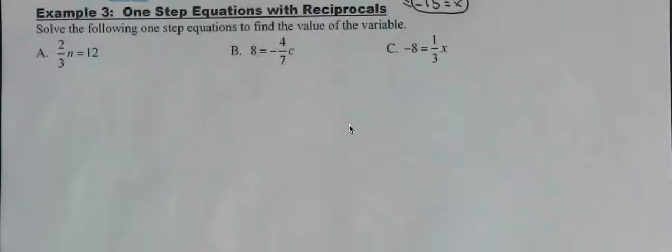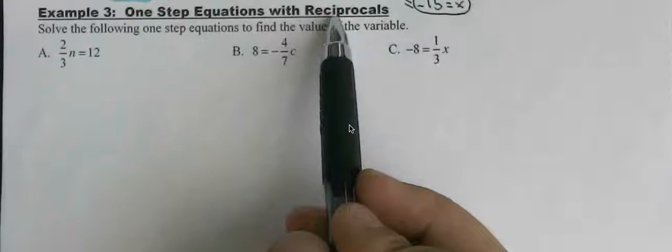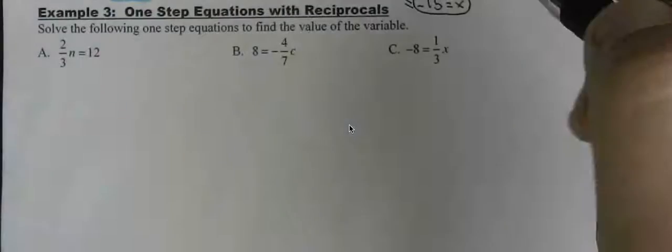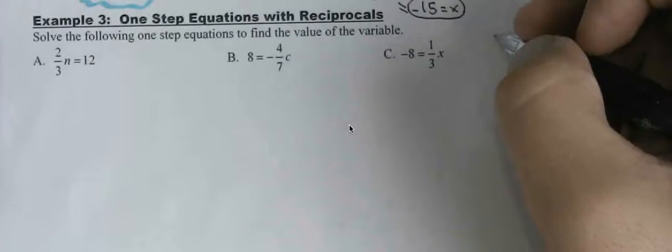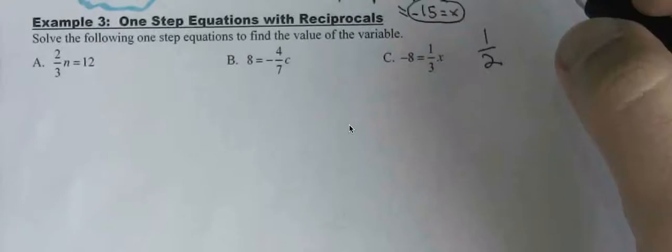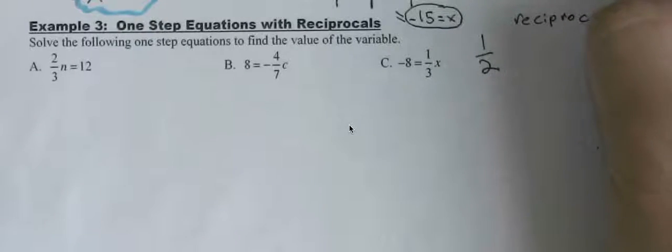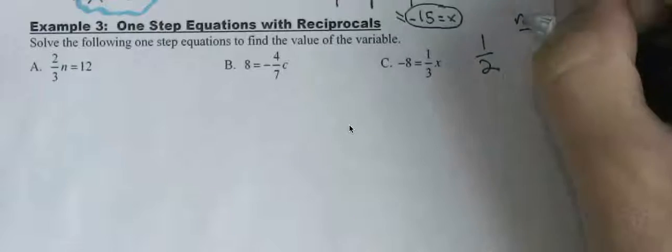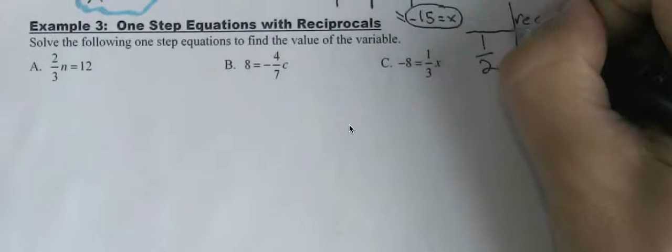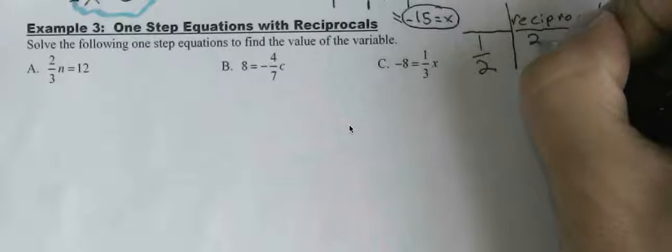If we take a look here, we're still going with one-step equations, but now we're using reciprocals. As a quick refresher, we dealt with reciprocals when we were working with division. So if we had a term like 1/2, we'll list some reciprocals over here from the original fraction. So if we had the reciprocal of 1/2, we would flip this upside down.